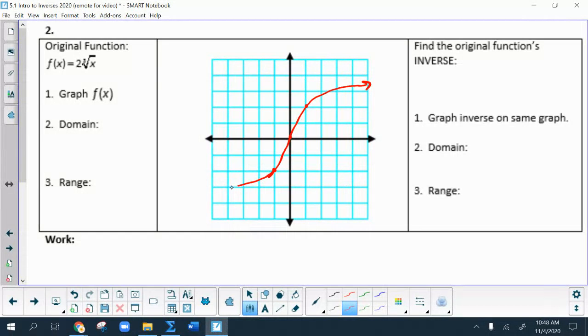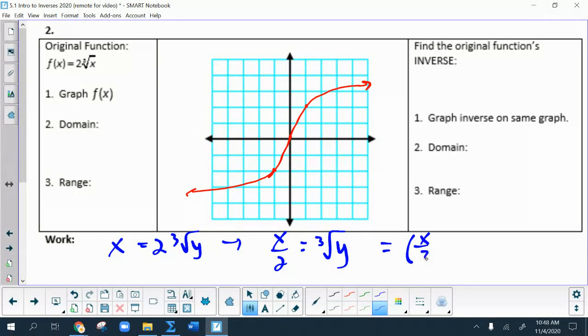But you might like it better if you find the inverse function first, because you'll know how to graph that, and then maybe that'll help you figure out how to graph the inverse. So let's go ahead and do that first. So I'm going to write this as x equals 2 times the cube root of y, which then gives me x over 2 equals the cube root of y, which gives me x over 2 cubed equals y, which again is the inverse. And you can leave it like that, or you could write it as x cubed over 8 equals the inverse.